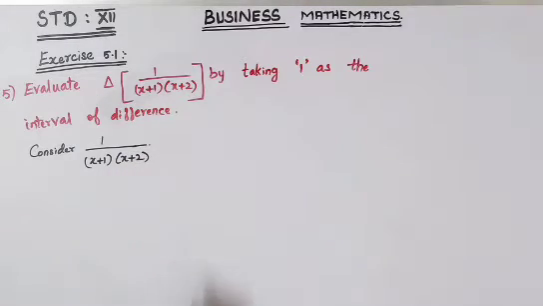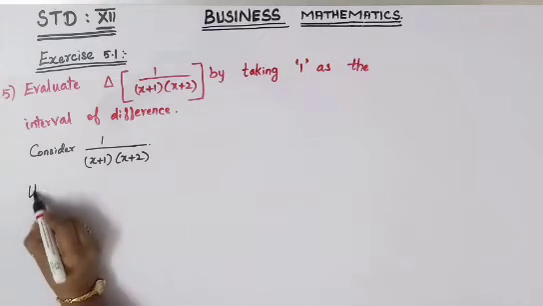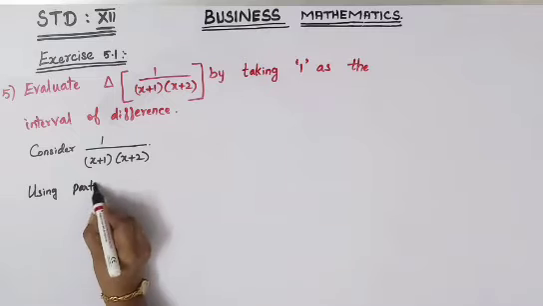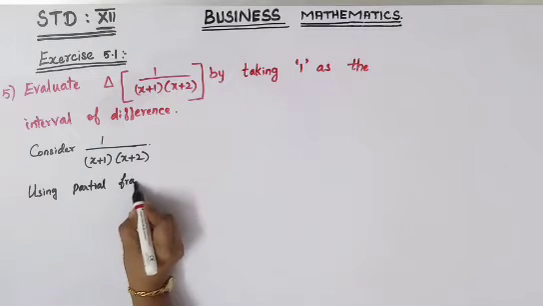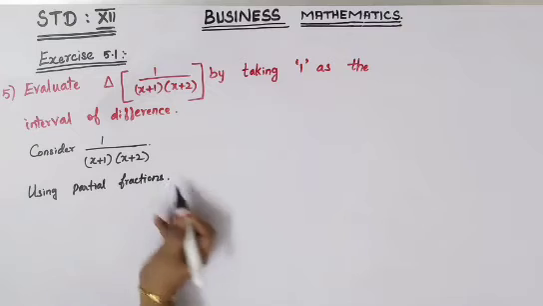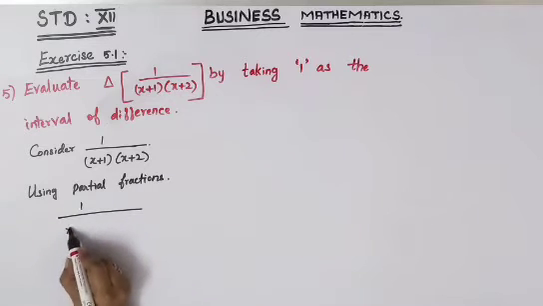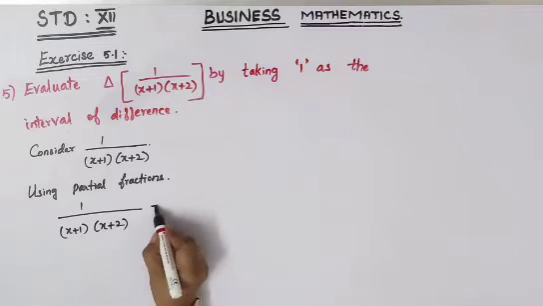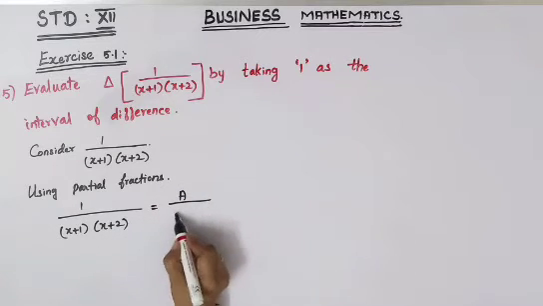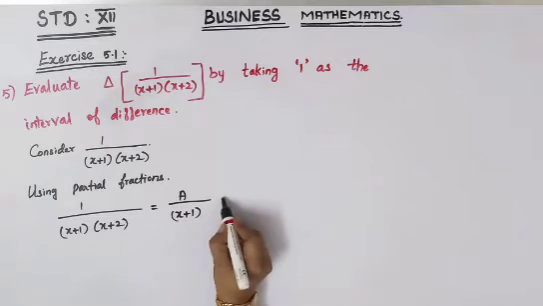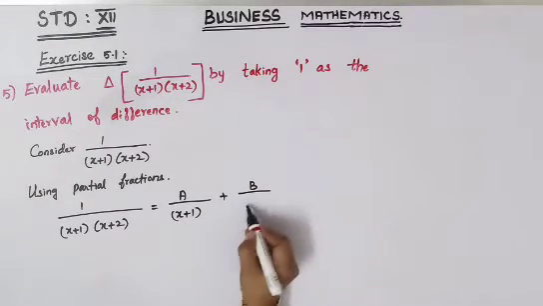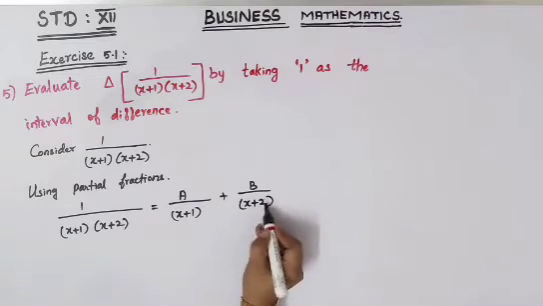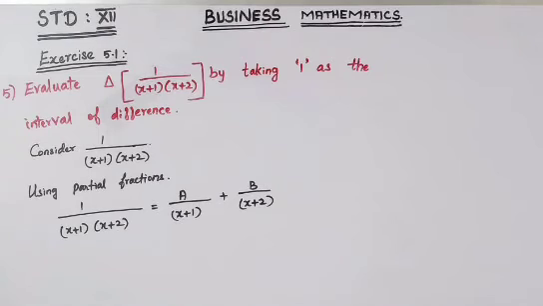We'll just proceed with this using partial fractions. So 1 divided by x plus 1 into x plus 2 is equal to a divided by x plus 1 plus b divided by x plus 2. This you would have done in your 11th standard. It's partial fractions, separately one exercise is there. So the same thing you'll have to do here.